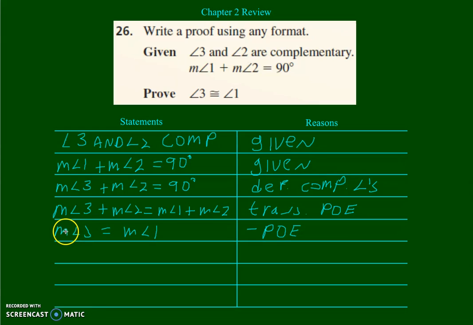And now, since we have the measure of angle 3 equals the measure of angle 1 and we have to get to congruence, we can say that angle 3 is congruent to angle 1 because of the definition of congruent angles. And there's our proof. And I'll see you next session.